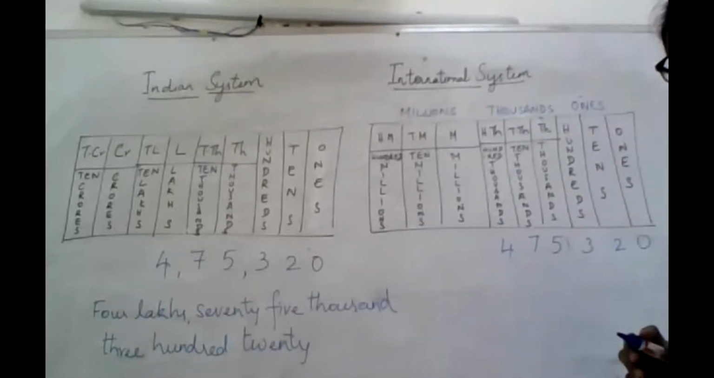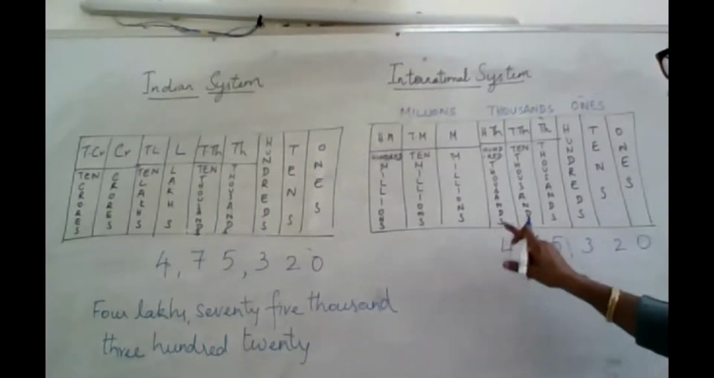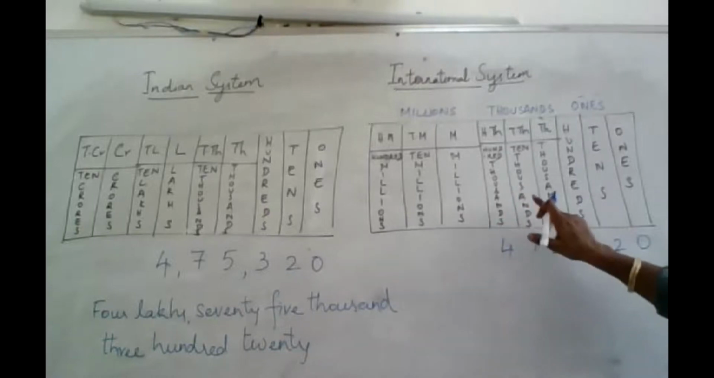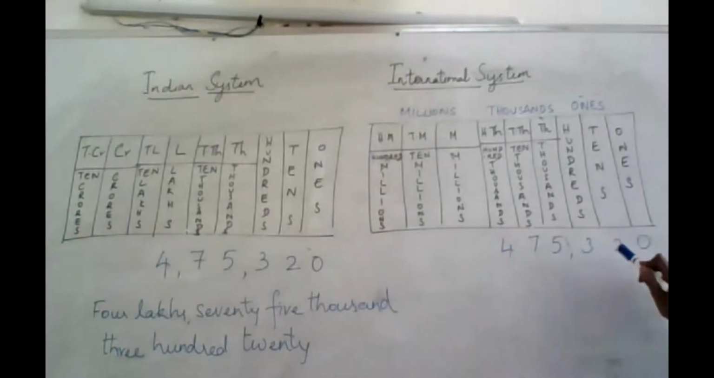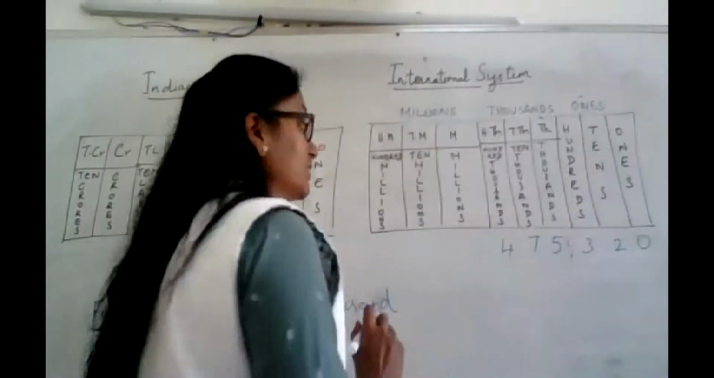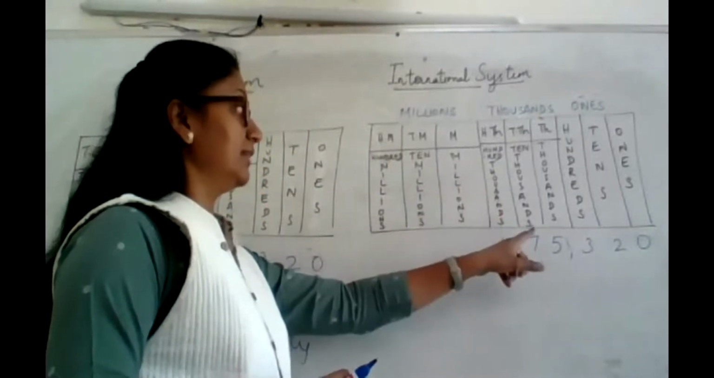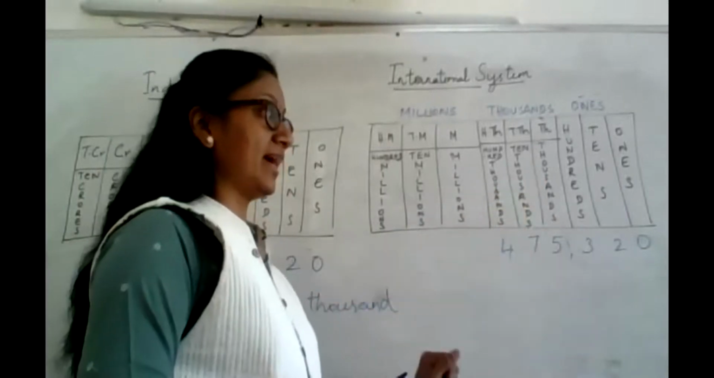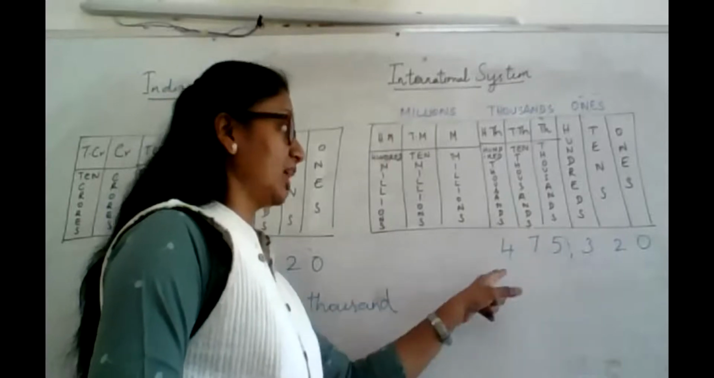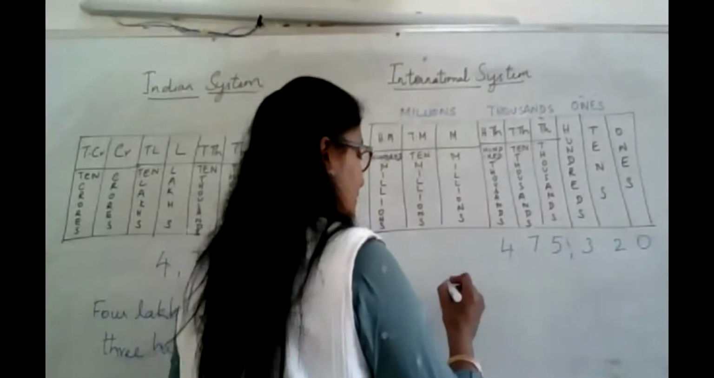Now when I'm going to write this in the international system, I told you the commas will come after every 3 digits. So now see, 4 is in the 100,000s place, 7 is in the 10,000s place, the 5 is in the thousands place, then you have 3 in the hundreds, 2 in the tens and 0 in the ones. So this number in the Western system will be read as 400,000, then 70,000 and 5,000. Together you will read it as 475,320.